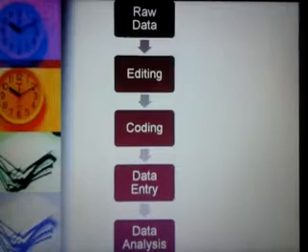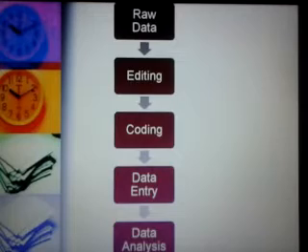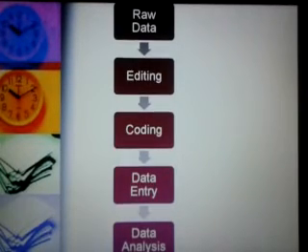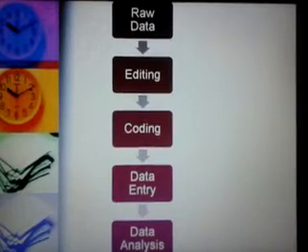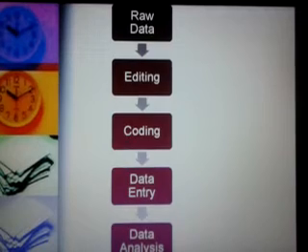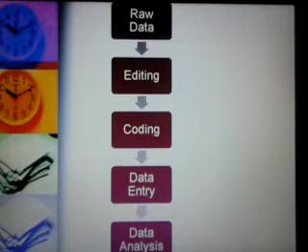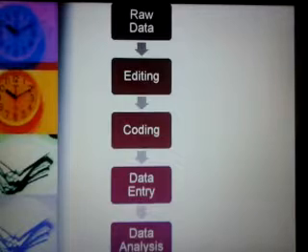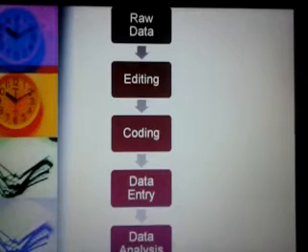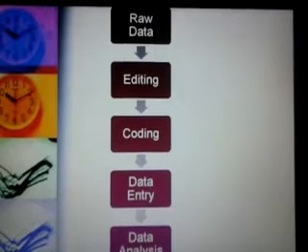So these are the steps. First, the data that researchers collect from the respondents is called raw data. Then that data requires editing, which we'll discuss later. Then coding of data, we'll discuss what is data coding. And after editing and coding, that data is entered into a software, into a system, we may say computer, for further analysis of data.